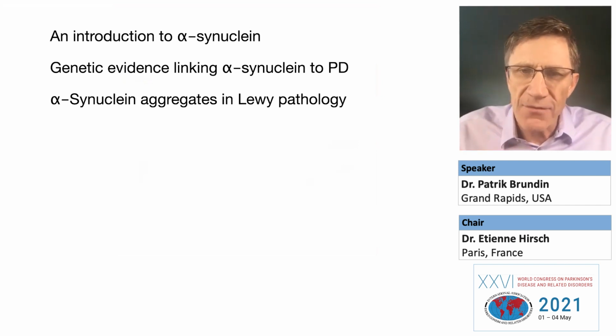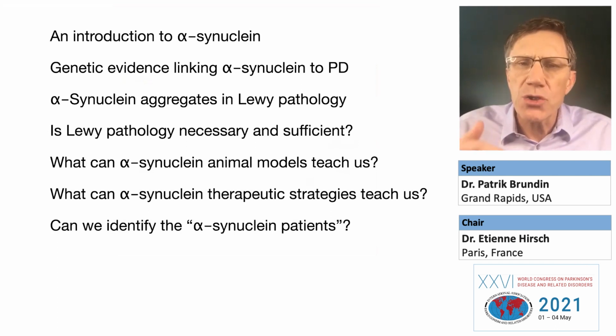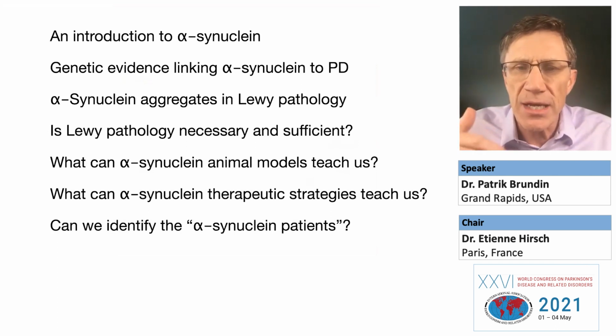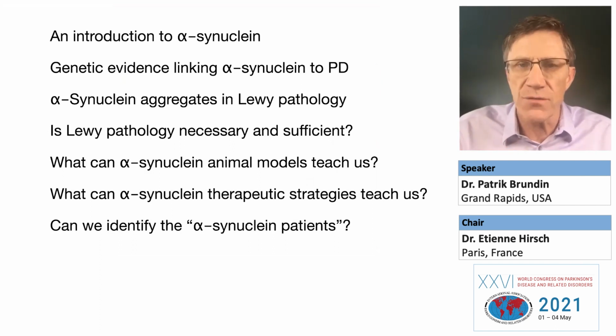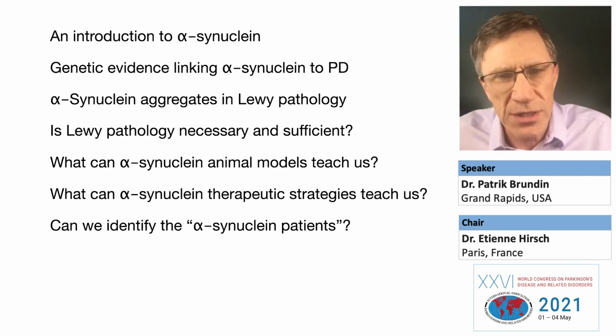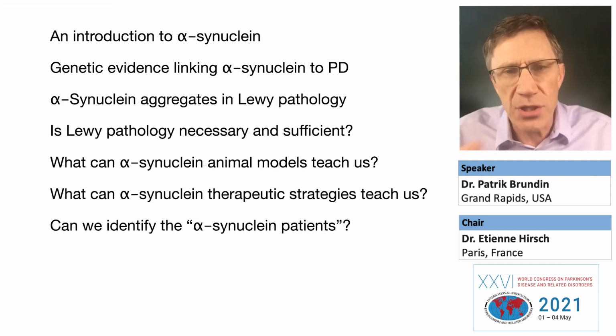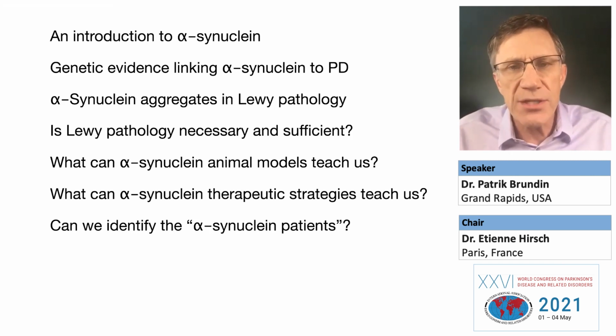Then we will have four sections where I ask specific questions to see if alpha-synuclein, or I should say Lewy pathology, is really necessary, and if it's sufficient for Parkinson's disease. Then I'll show you something about animal models, which I think are instructive and teach us something about the role of alpha-synuclein. And then I ask the question whether therapeutic strategies that are being tested tell us something about the role of synuclein in Parkinson's disease.